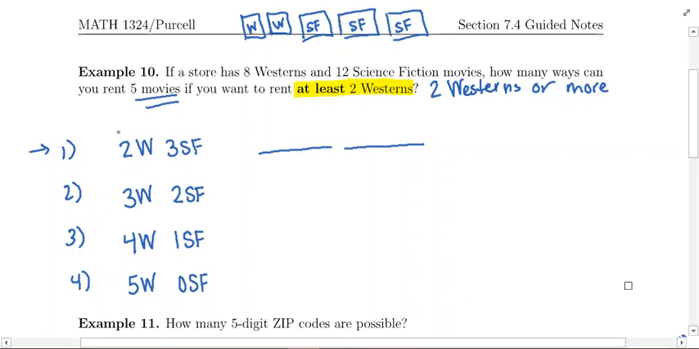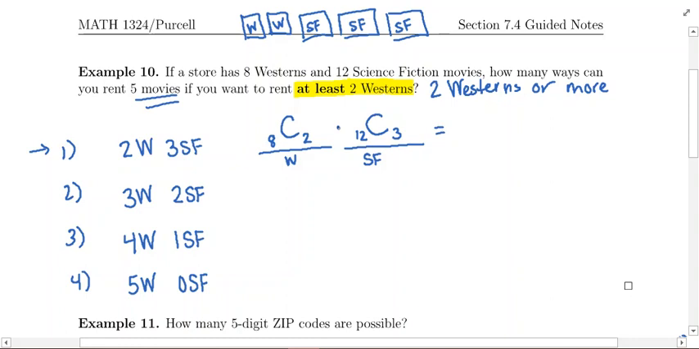So for this first situation where you're renting 2 westerns and 3 science fiction films, you're going to have to handle the westerns and the science fiction films separately because you have choices. So we know it's going to be a combination. For the westerns, there are 8 westerns total, and you're going to be choosing 2 of them. And then same thing for the science fiction films. It's a combination because order doesn't matter. There's 12 of them to choose from, and you're going to be picking 3. So that's how you're going to set this up.